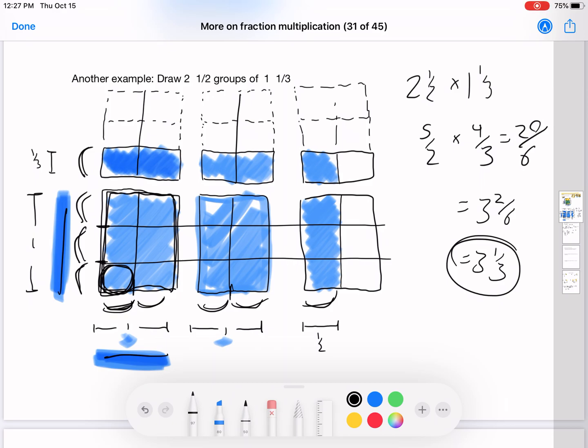And so by slowing down and paying attention to the details of the pictures, it can give insight into why multiplying numerators and denominators works.